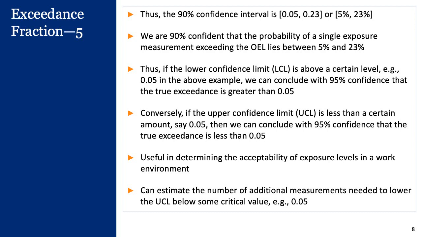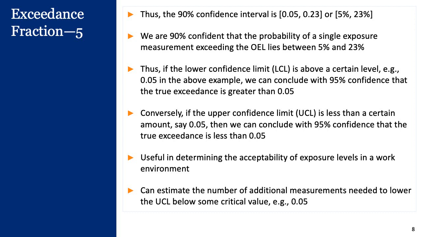The way to interpret this is that we are 90% confident that the probability of a single exposure measurement exceeding the occupational exposure limit lies between 5% and 23%. We also know that the point estimate is 10.62%. So our point estimate of the exceedance fraction is 10%, but it could be anywhere between 5 and 23%.